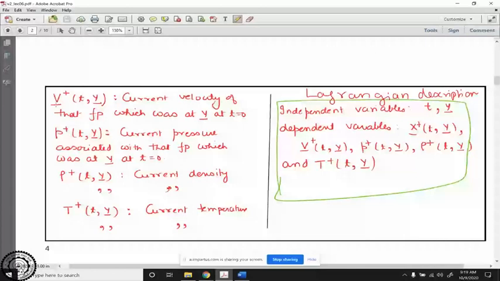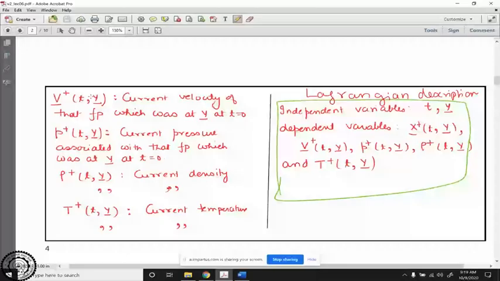So if you see V underbar vector plus of T comma Y, you know it is Lagrangian, and if I ask you to make a sentence out of it, you will say current velocity, current because it's time T, current velocity of that fluid particle. Now remember, velocity will always be associated with a fluid particle. Similarly, pressure, temperature, density. So you have to bring in a fluid particle, but which fluid particle? The one which was at Y at T equals 0.